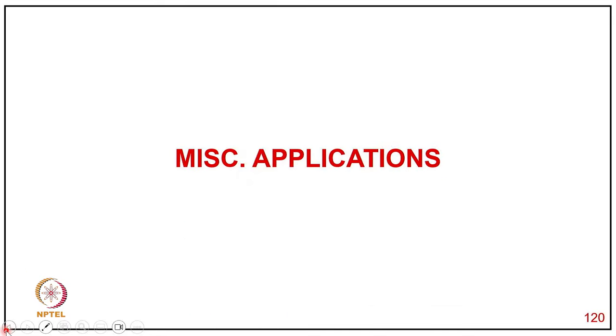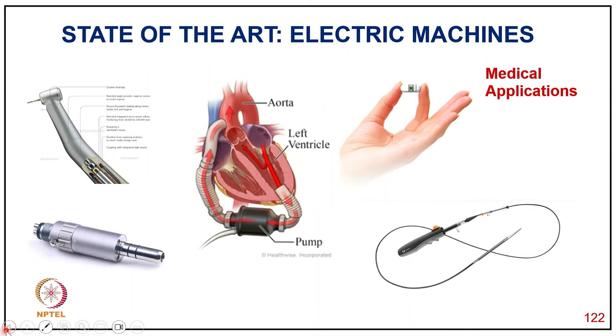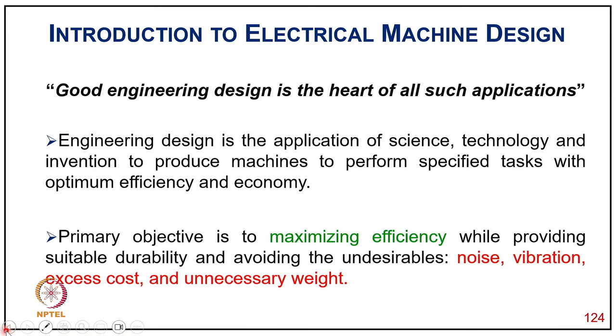Now there are many miscellaneous applications of these electrical machines, where of course we use very typical machines, starting from defense applications for servo motors, system motors and actuators, for missiles and other applications. Then of course we have medical applications like heart motors or pacemakers, or even the dentists' drilling machines, where we use these small electric motors with high speed. And another application is robotics, where we use different motors for each degree of freedom, typically one electric motor each.